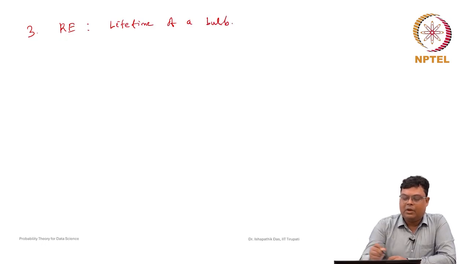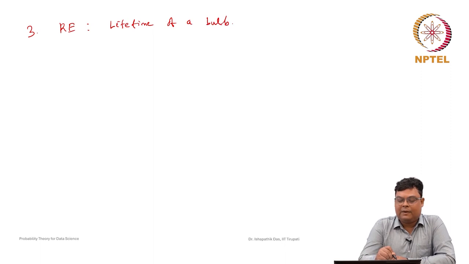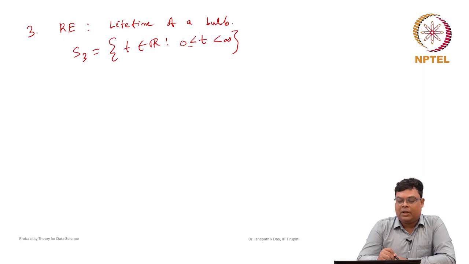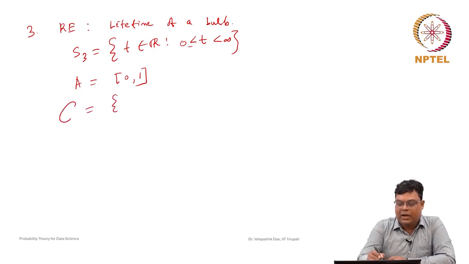Now, let us consider the third example, the random experiment. This is example 3. The random experiment is measuring the lifetime of a bulb. So, if you consider the lifetime of a bulb, then what will be our sample space? This is T belongs to real numbers such that T is greater than 0, less than infinity. Now, let us consider one set, this is 0 to 1. Suppose C contains only A, it contains only this subset. So, it is a subset of S3 obviously.